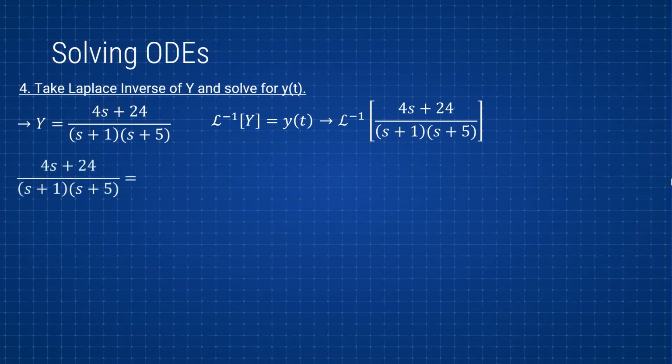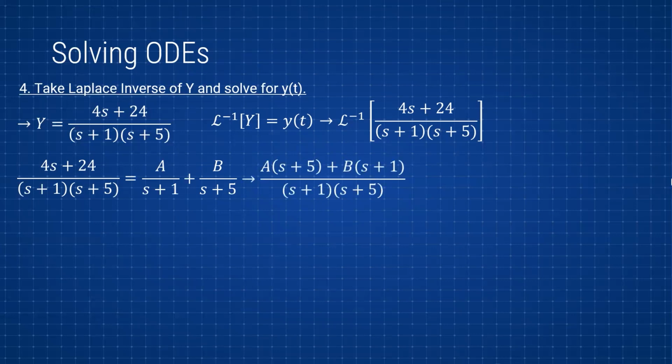Sometimes we don't even need to do any of those. Sometimes it's just a matter of rearranging things until we have something that we can actually take the Laplace inverse of. At least for this one, I will do PFD. I can break it up into its two corresponding fractions, A over (s + 1) plus B over (s + 5). I need to find out what A and B are. So I will do the cross multiplication so that they have the same denominator. Then I can equate the numerators.